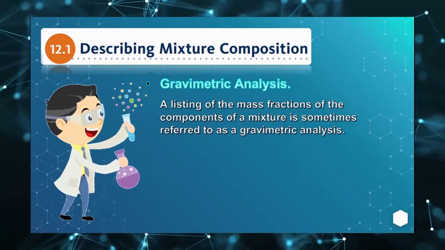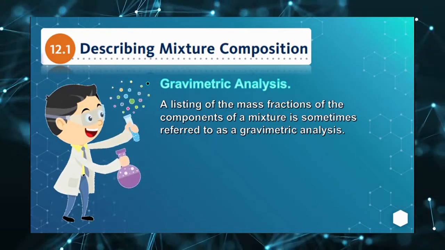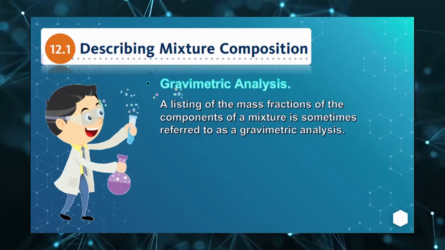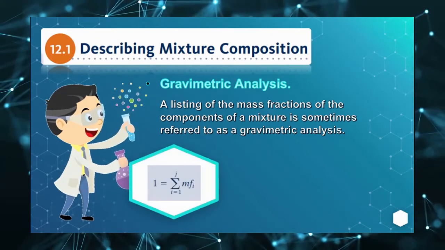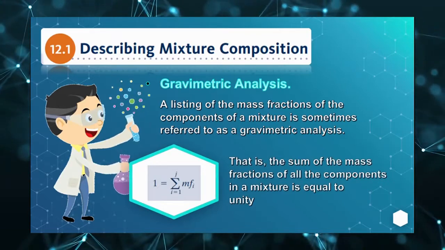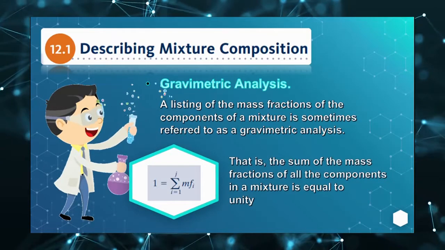Next is the gravimetric analysis. A listing of the mass fractions of components of a mixture is sometimes referred to as a gravimetric analysis. That is, the sum of the mass fractions of all components in a mixture is equal to unity.